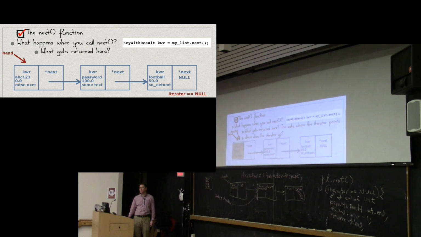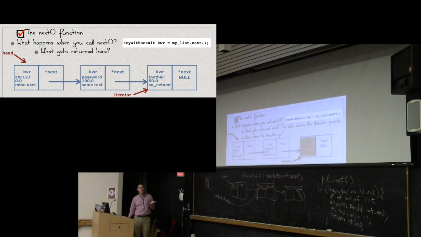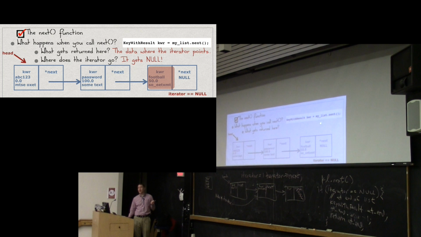Let's go through this one more time because this is a little mind bending for people who haven't seen this before. Most of you guys. All right. What gets returned here? This one. Where does the iterator go? Here. What gets returned here? This one. Where does the iterator go? Here. What gets returned here? This one. Where does the iterator go? It becomes null. What gets returned when we say mylist next?